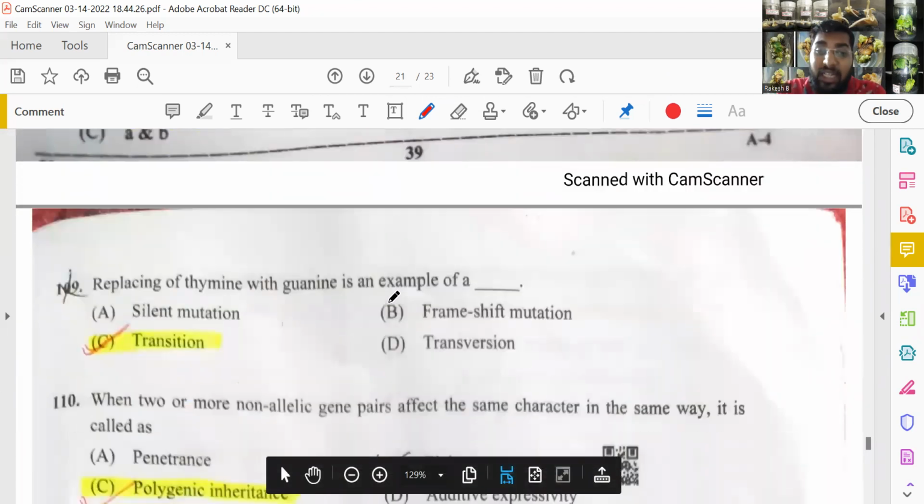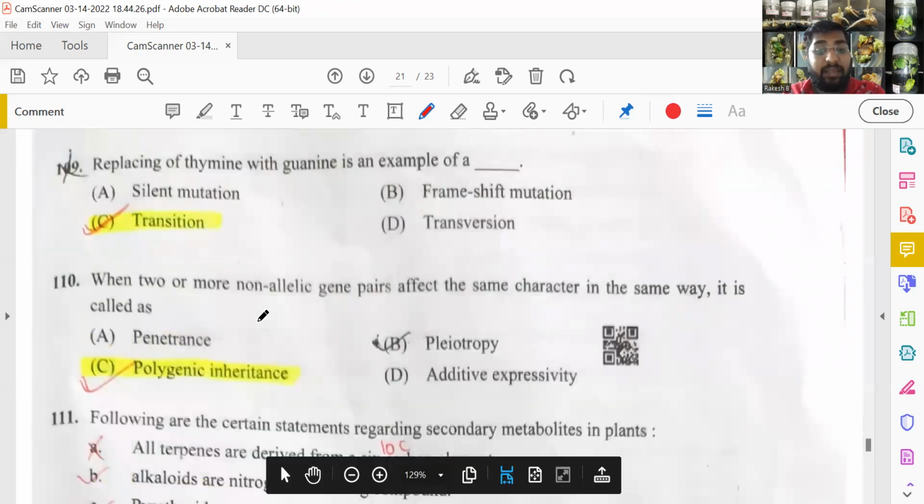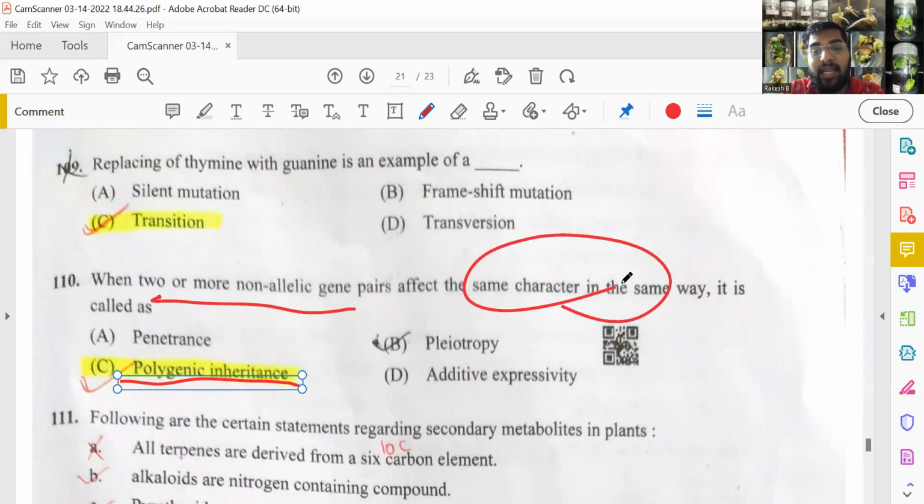Replacing thymine and guanine is an example of a transition type of mutation. If one particular nitrogen base gets transferred, that is called transition. When two or more non-allelic gene pairs affect the same character in the same way, it is called polygenic inheritance. Poly means many, genic means genes. Many genes, two or more genes, contribute to the same character. So from the question and the answer itself, it is called polygenic inheritance.